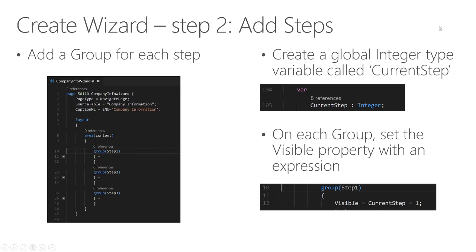Then you create a global integer type variable called current step. And then in each group, you set the visible property with an expression. So visible equals current step equals 1. So if the current step is 1, then step 1 is visible. If the current step is 2, step 1 is not visible. And so in step 2 group, you say visible equals current step equals 2, etc.